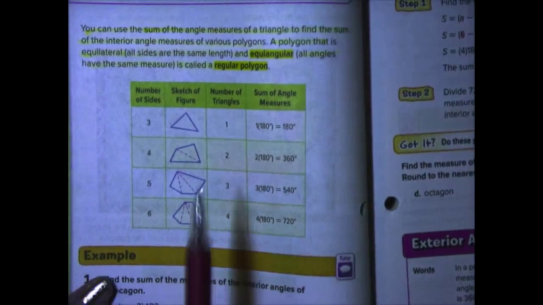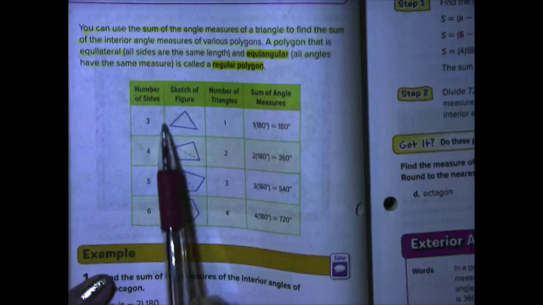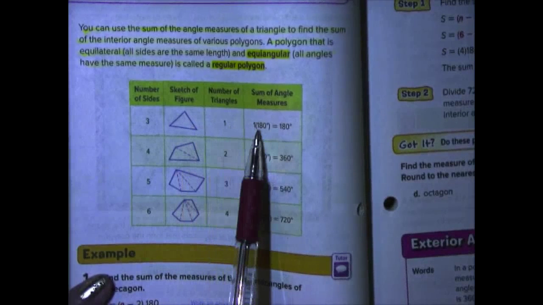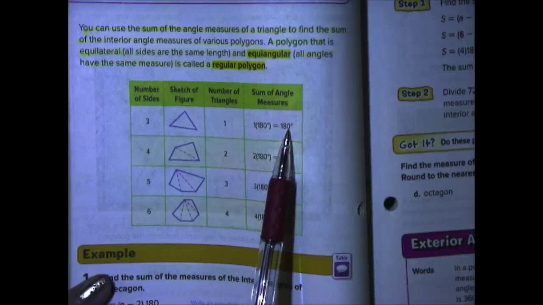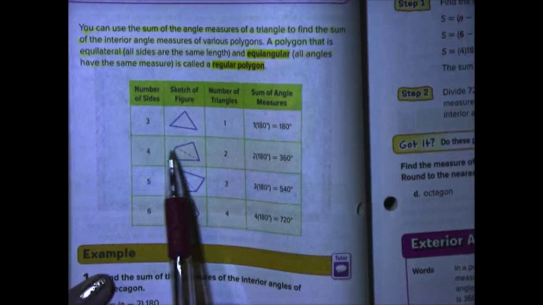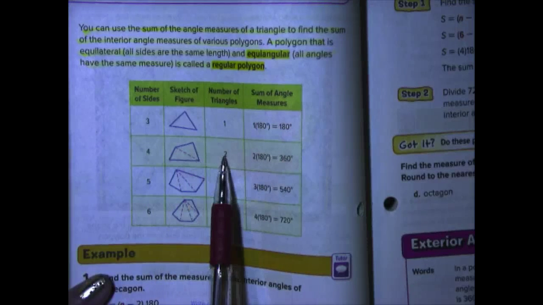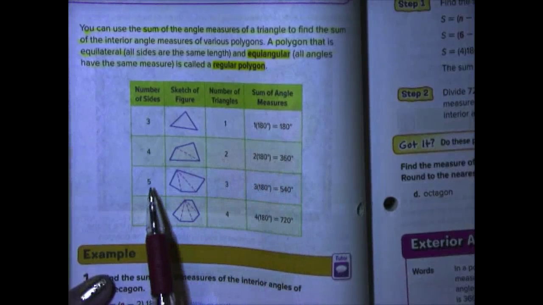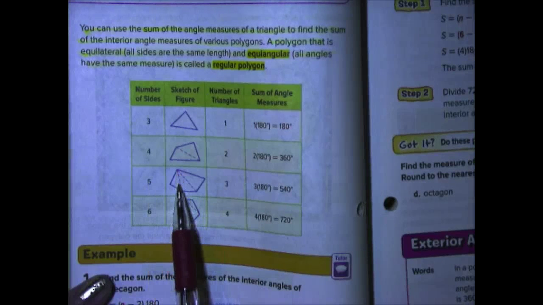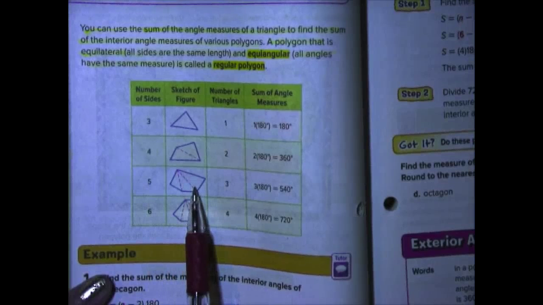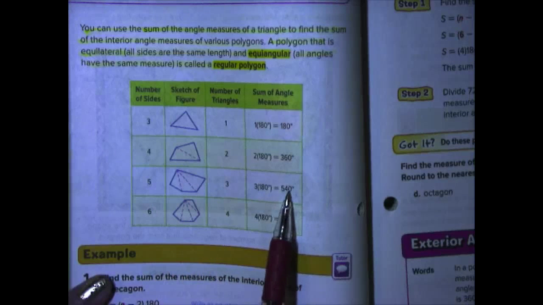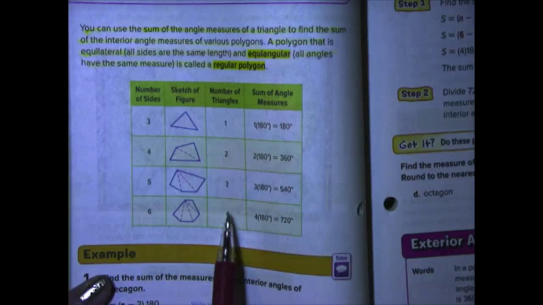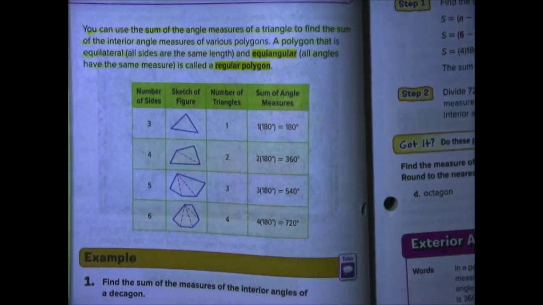figure in the middle. Number of sides, 3. We know that that is a triangle. The number of triangles formed is 1, so 1 times 180 equals 180. If the number of sides is 4, we could divide that into 2 triangles, so 2 times 180 equals 360. If the number of sides is 5, we can divide that into 3 triangles. 3 times 180 is 540, and if the number of sides is 6, we can divide that into 4 triangles. 4 times 180 equals 720.